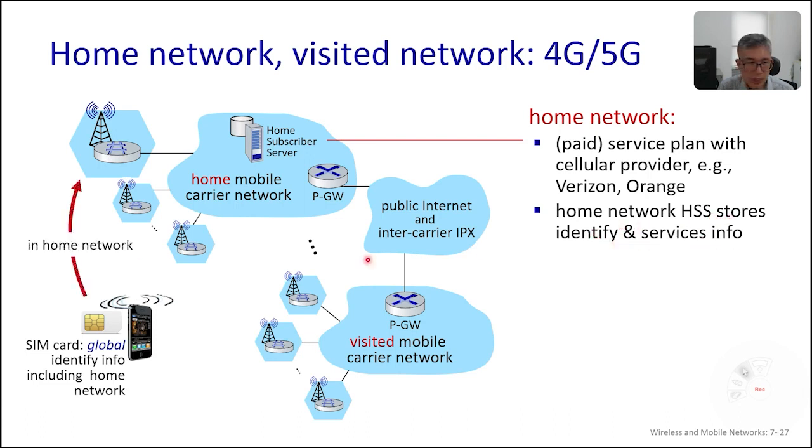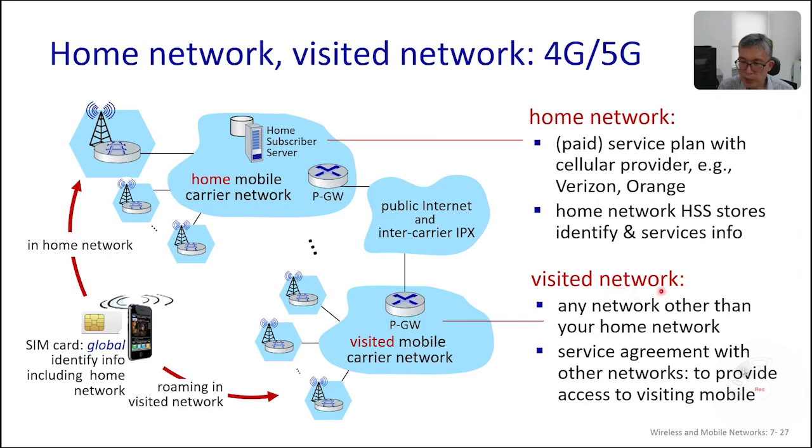Your smartphone is connected to the home network and registered here. Then, when moving to another network, like when you travel abroad to the United States, it requires a roaming service, right? So you move to a visited mobile carrier network. A visited network is any network other than your home network. A service agreement with the other network is required to provide access to the visiting mobile node.